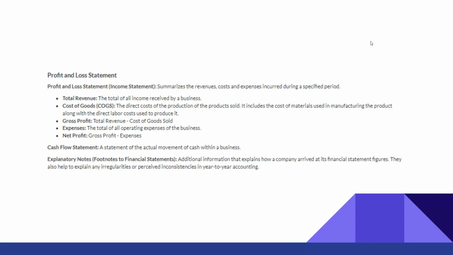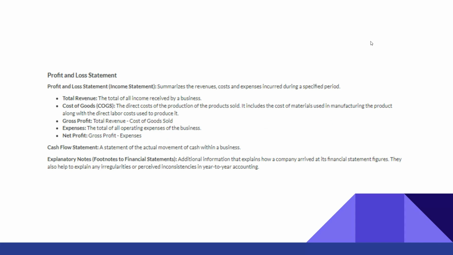Okay. Profit and loss statements, income statements, summarize the revenues, cost and expense incurred during a specified period. Total revenue, the total of all income received by a business. Cost of goods, the direct cost of the production of the products sold. It includes the cost of materials used in manufacturing the product, along with the direct labor costs used to produce it.